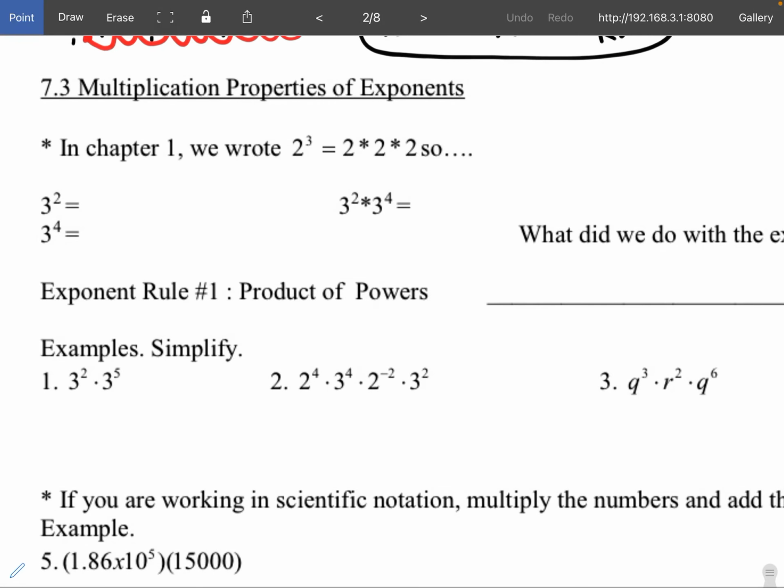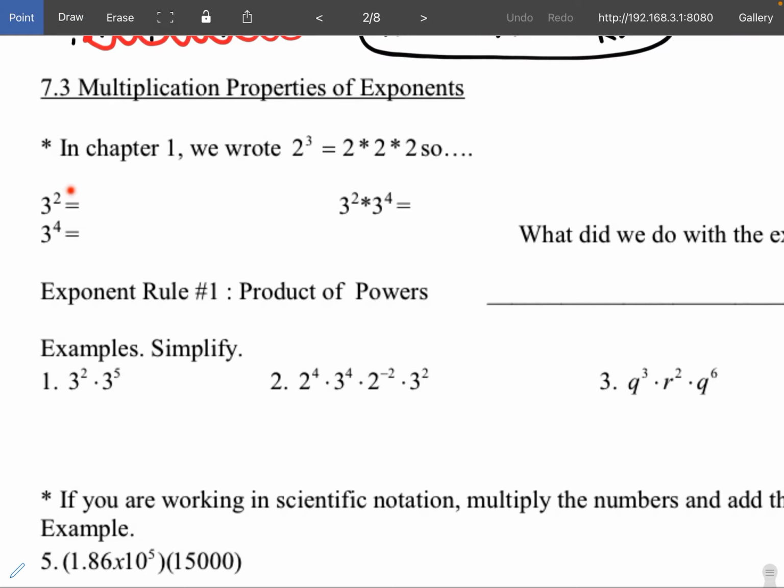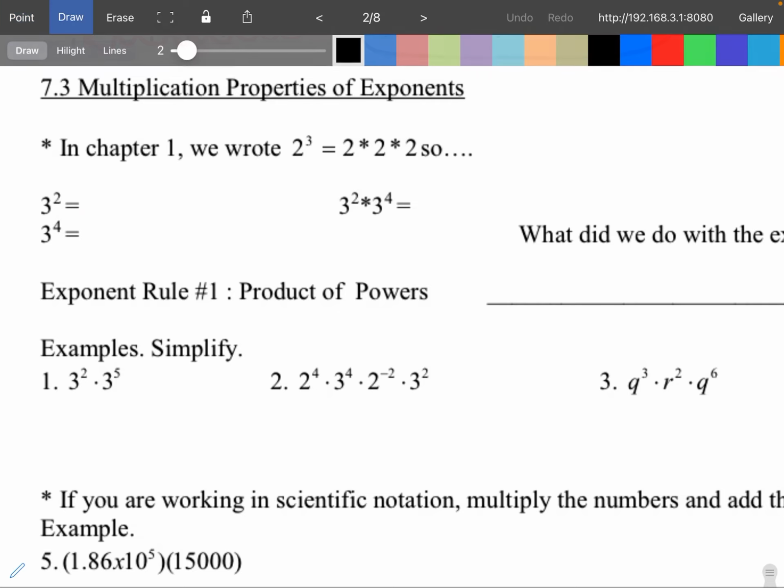All right, so it says in chapter 1, you wrote 2 to the third as 2 times 2 times 2, right? 2 to the third means 2 times itself 3 times. So then over here on the left, what does 3 squared mean? 9. I mean, what does it mean though? 3 times 3, yeah. It is 9, but it means 3 times 3.